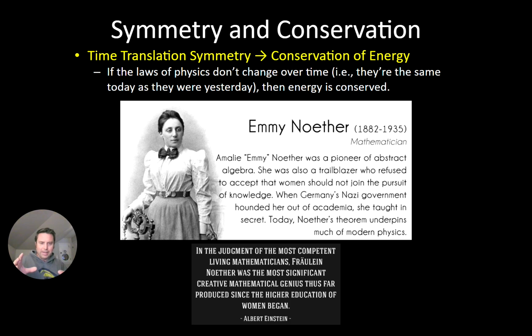There's a mathematical way that you can take the idea that time is symmetrical and naturally out pops this idea of conservation of energy, which we're going to talk about in a second here. But the idea is that if the laws of physics don't change over time, so that whatever the universe said yesterday is whatever the universe says today, then energy is going to be conserved. And then this is a little bit about her. She refused to accept that women couldn't pursue this. This is not the 1900s, right?